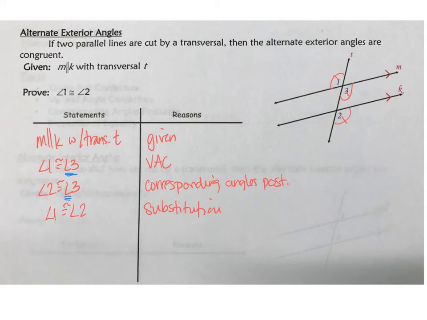Now, something I didn't mention on that last proof, you could also use the transitive property here. Just because if angle 1 is congruent to angle 2 and angle 2 is congruent to angle 3, then angle 1 has to be congruent to angle 3. Transitive property would be absolutely valid, but a lot of times in geometry you see substitution over transitive property. But either way, you would be correct.